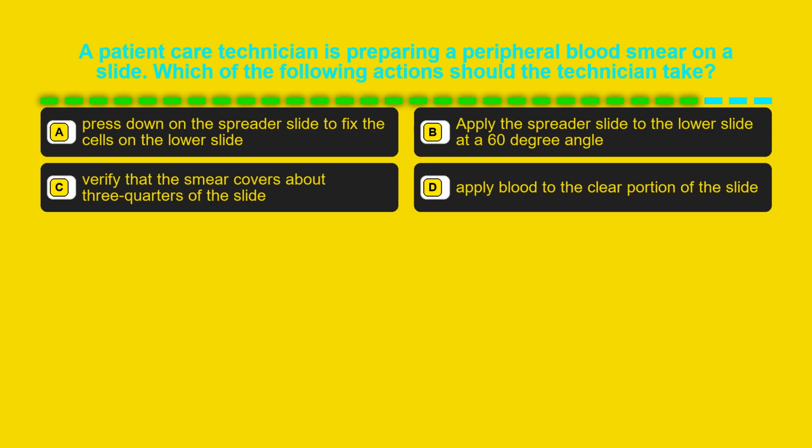Question 59. A patient care technician is preparing a peripheral blood smear on a slide. Which of the following actions should the technician take? Option A, press down on the spreader slide to fix the cells on the lower slide. Option B, apply the spreader slide to the lower slide at a 60-degree angle. Option C, verify that the smear covers about 3/4 of the slide. Option D, apply blood to the clear portion of the slide.